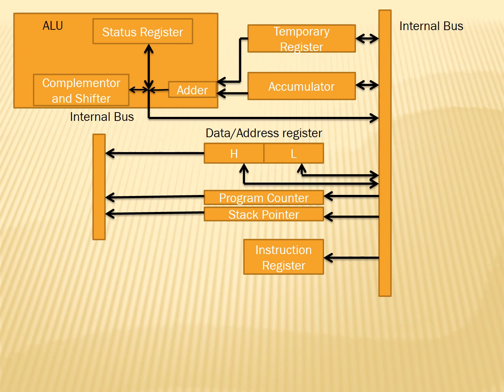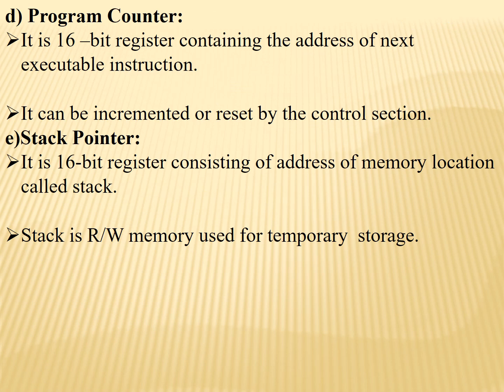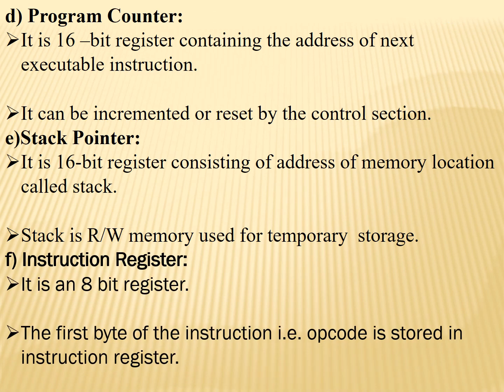Instruction register. Already we have discussed the instruction register. It is an 8-bit register. The first byte of the instruction, that is the opcode, is stored in the instruction register. So when we write a program in microprocessor, the entire program is converted into a code, and that code is fed inside the kit. So when a code goes in as an input, first it goes to the instruction register, where the instruction register will identify what is the type of instruction. It is an 8-bit register. The first byte of the instruction, that is the opcode, is stored in the instruction register.